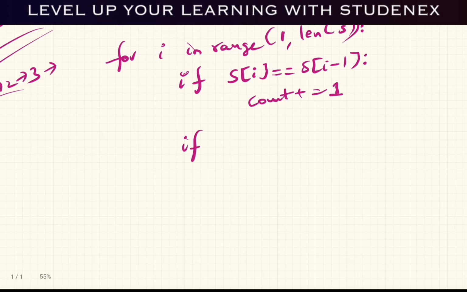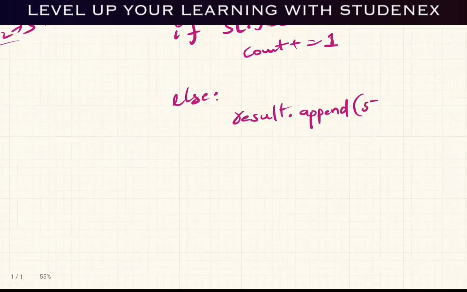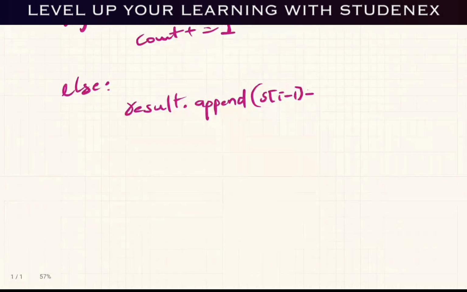Again, I'm going to check if it's not. If it's not equal, then I'll just use an else statement here. Else, what I'm going to do is keep them in a result where I'll just append the previous value, which is basically s of I minus 1 value plus the count value.